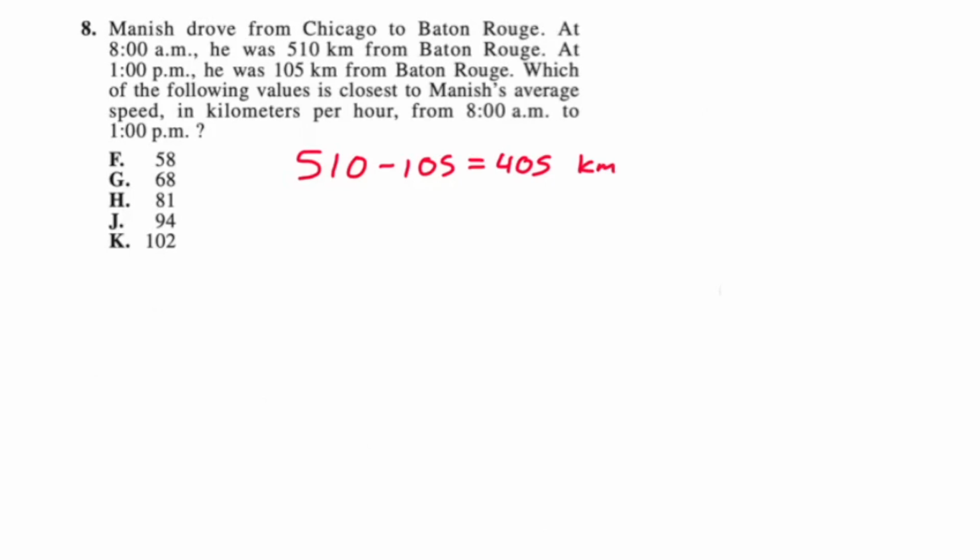And then it's kilometers per hour that they're looking for. So let's find out how many hours he drove. So from 8 a.m. to noon would be 4 hours, plus 1 more is 5 total hours. So if we do 405 divided by 5, we should get 81. So 81 kilometers per hour, and that is answer H. The ACT categorizes this problem under functions and modeling, since we basically had to use the formula for average, and this is of course a modeling problem.